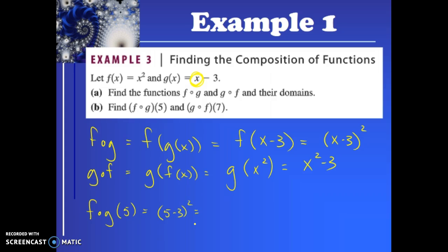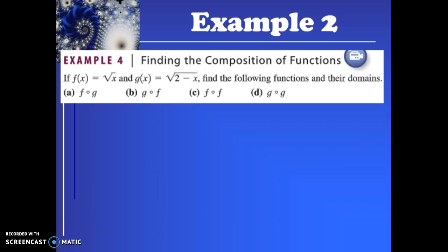5 minus 3 is 2, 2 squared is 4, and then they ask us to go g of f. Be careful you pick the right one. This is showing us that order of operations matters, meaning that g of f is a different equation than f of g. So we get ourselves 7 squared minus 3, 49 minus 3 is 46.